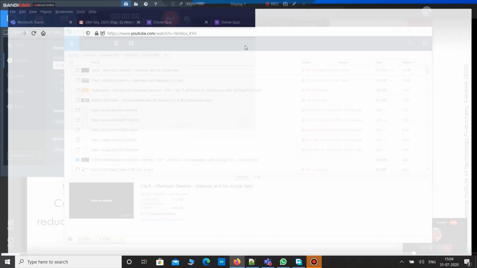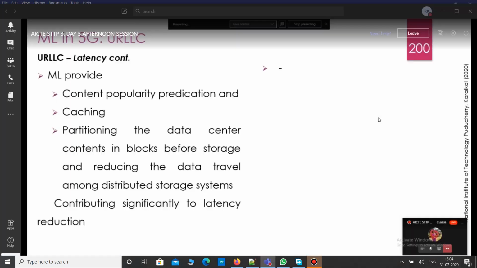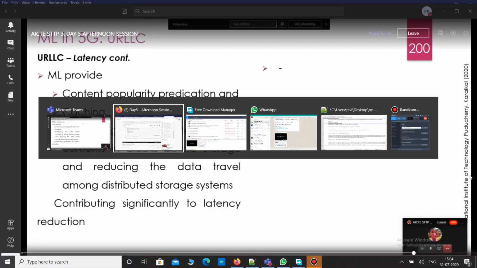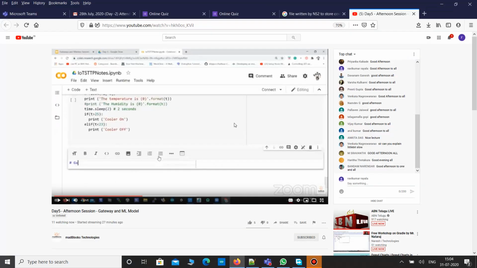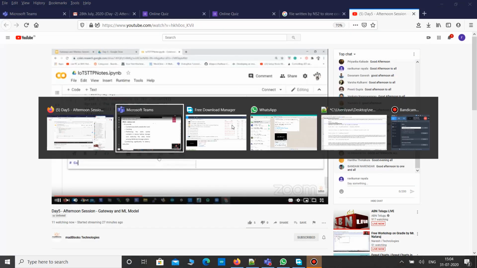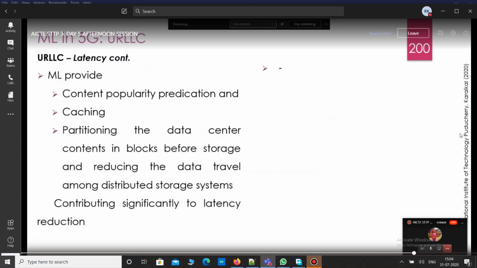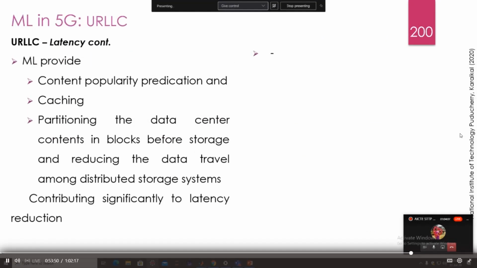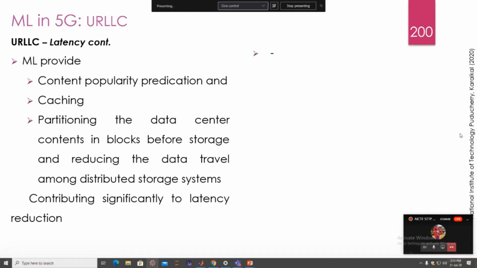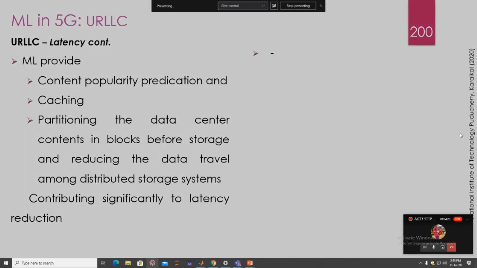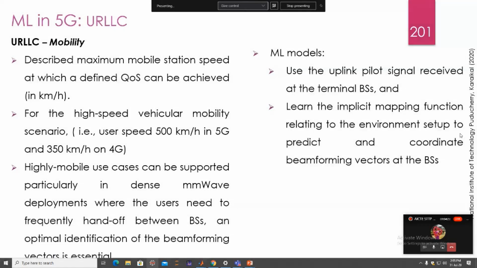Popular content should be stored in the base station and others should be stored in the cloud. So this will basically reduce your latency of retrieval. And how will we do it? Machine learning can decide which is popular content and which is not popular content, depending upon the learning process. And we divide it based on clustering techniques, and different types of clustering we have discussed, such as KNN clustering, DBSCAN clustering, etc.